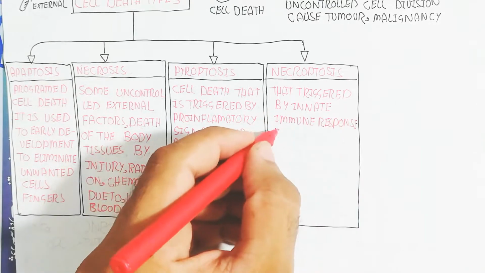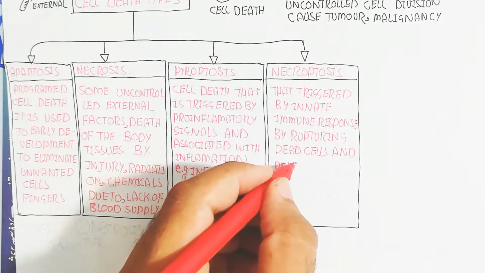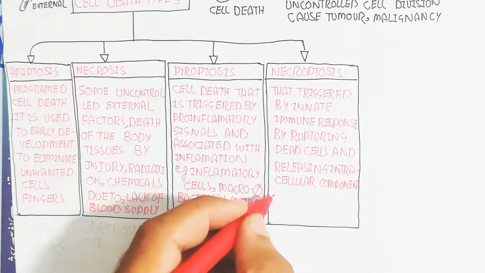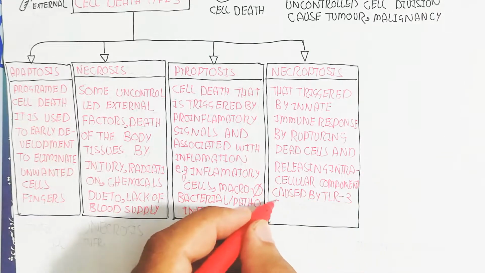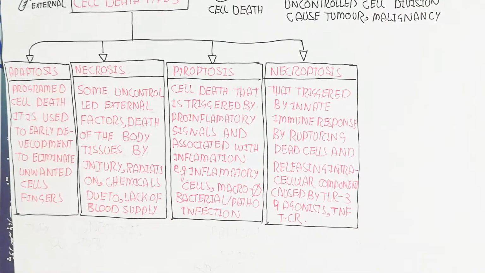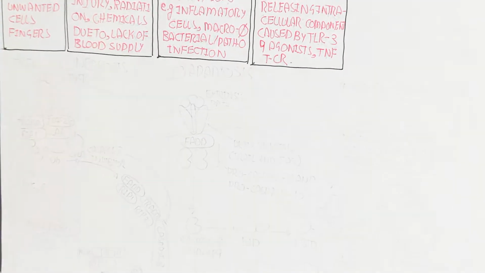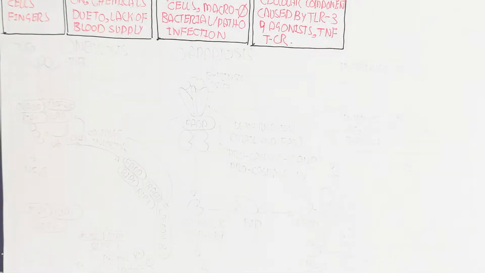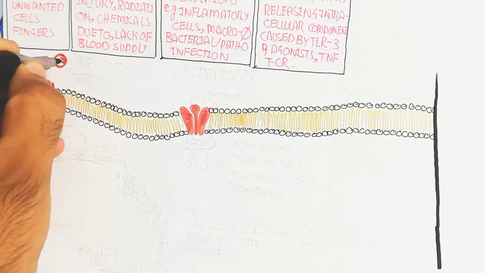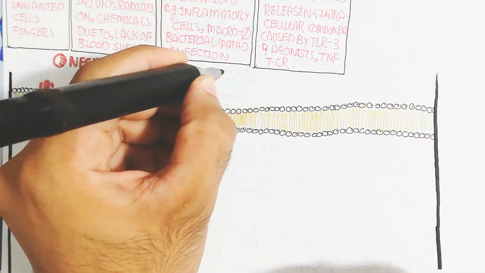While necroptosis is triggered by the innate immune response, by rupturing dead cells and releasing intracellular components, caused by toll-like receptor 3 and 4 agonists, tumor necrosis factor, as well as the T cell receptor, the resulting cell death is known as necroptosis. So let's begin to understand them one by one in a little more detail. First, let's understand necrosis.